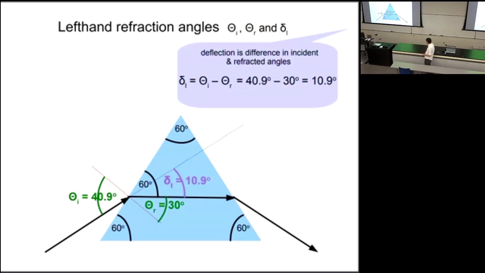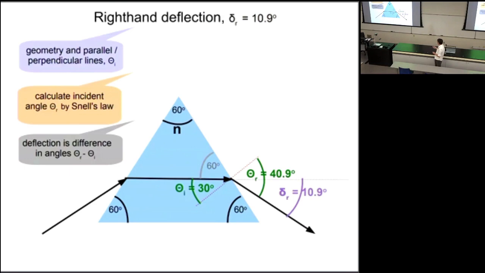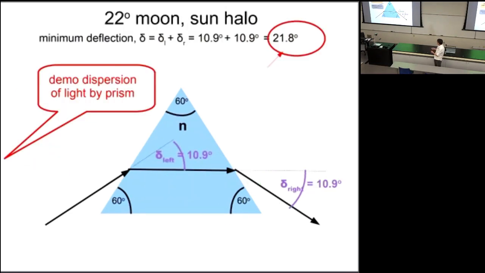If we did the same thing for the right-hand surface, it's all the same geometry. It's all the same law of refraction. You get the same answer. You get another 10.9 degrees on the other surface. So in total, you get a deflection of 21.8 degrees, and that's the total deflection of the light ray. And what was the halo? I told you it was 22 degrees, it's actually 21.8 degrees.